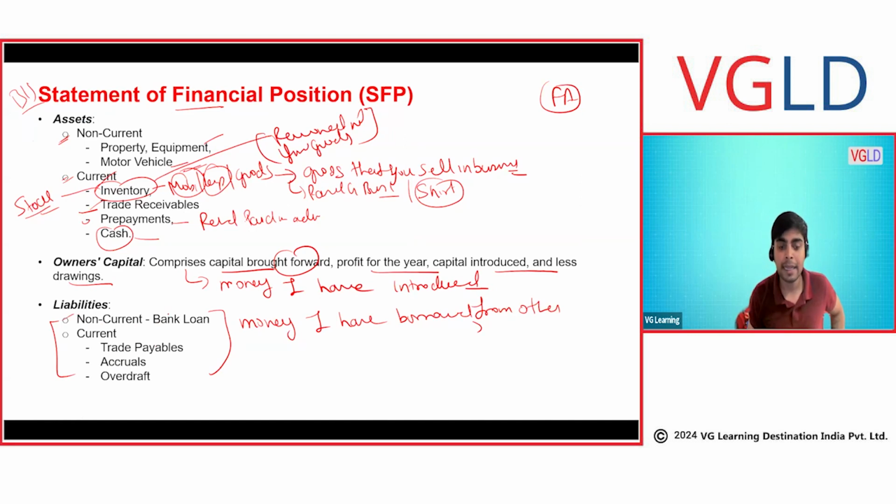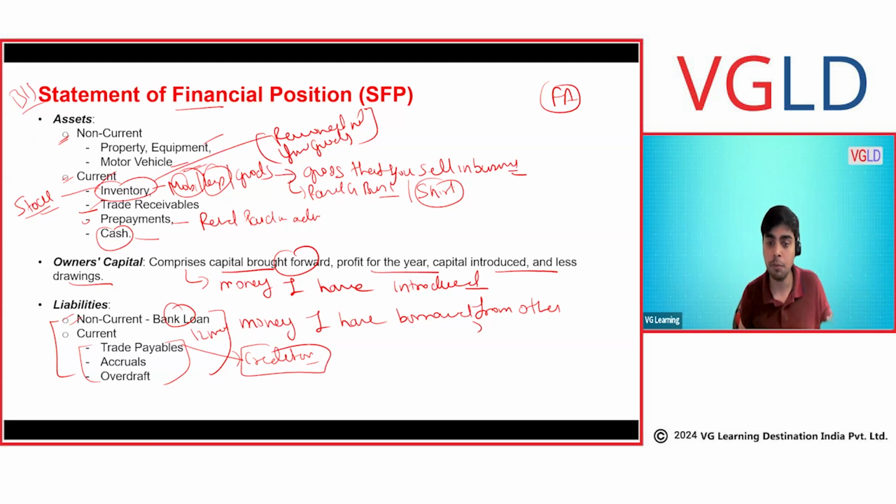Liability can be from a bank loan. Bank loans are long term, basically more than 12 months. That's why it can be a non-current liability. Current liability is basically trade payable, creditors, where I have bought goods from a supplier. Trade payables are directly linked with your inventory. So for goods you have bought on credit, mostly they will represent trade payable.